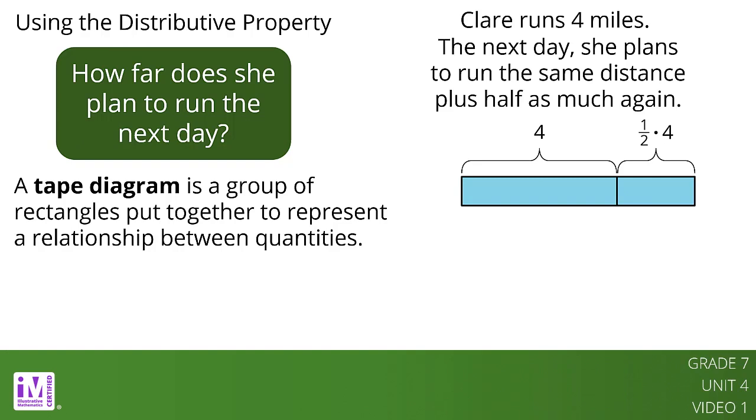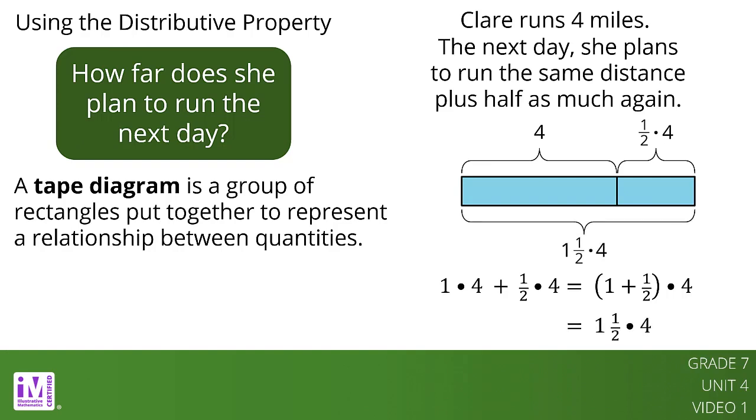We can use the distributive property to find Claire's distance in one step. 1 multiplied by 4 plus 1/2 multiplied by 4 equals the quantity 1 plus 1/2 multiplied by 4. Claire plans to run 1 and 1/2 multiplied by 4, or 6 miles.